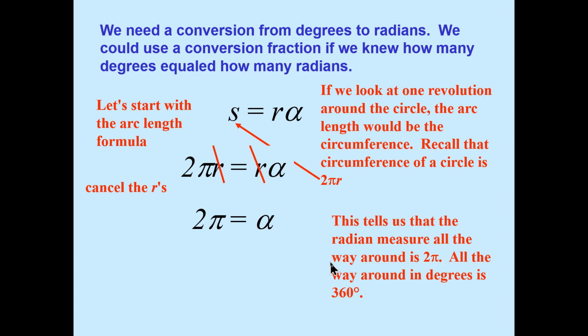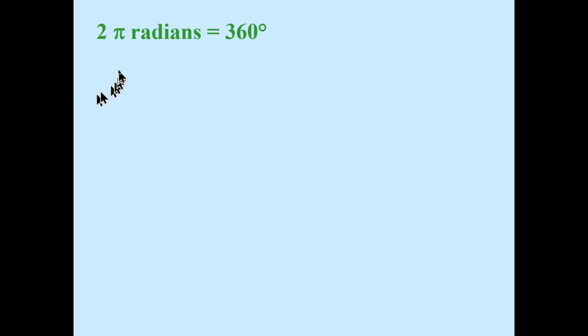This tells us that the radian measure all the way around a circle is 2 pi. All the way around in degrees is 360 degrees. So 2 pi radians is 360 degrees. So you can get an equivalence from this.